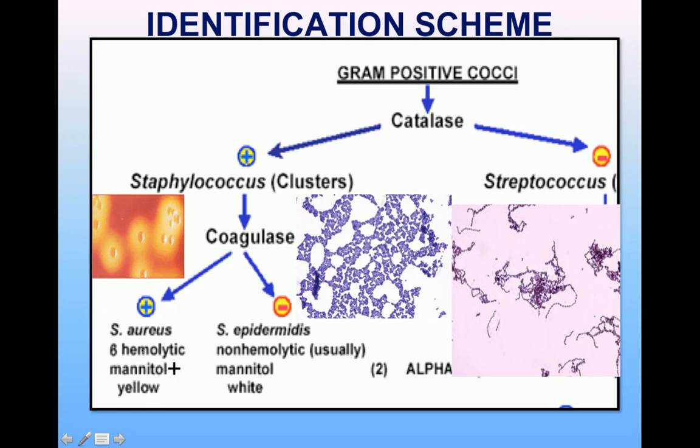Staph aureus are beta hemolytic, they are going to ferment mannitol and they are yellow colored, whereas the coagulase negative staph are white in color, they do not ferment mannitol, and normally they are non-hemolytic. We would be discussing everything in detail as we move on, but this slide is very important because you have to keep this in mind as we move on.